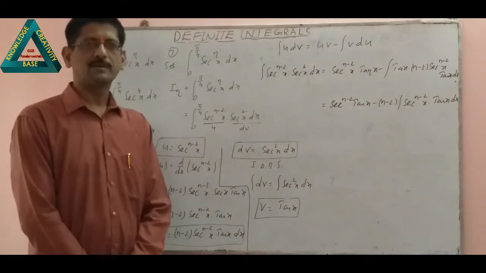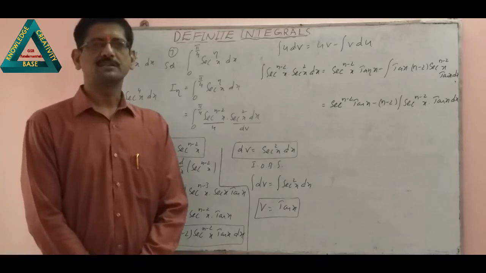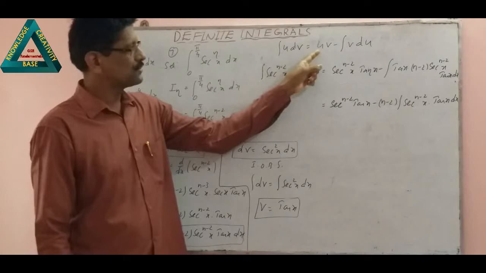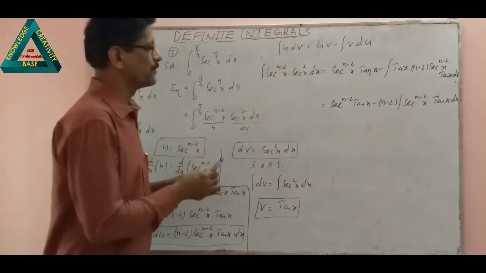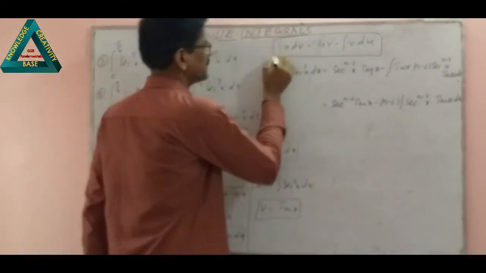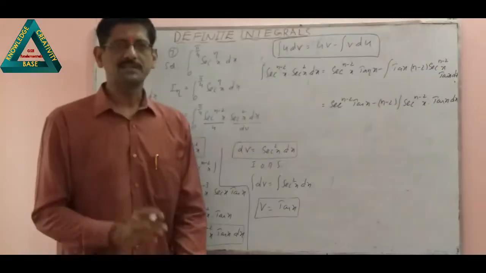But what is integration by parts? The formula is integral u dv is equal to u v minus integral v du. By using this formula, it is called integration by parts. Here u is the first function and dv is the second function.